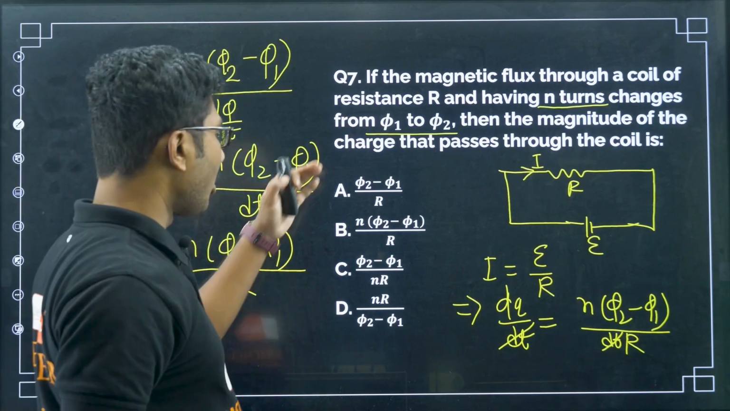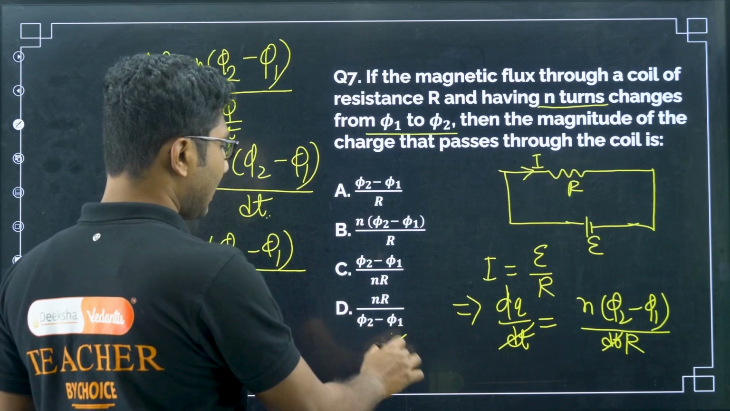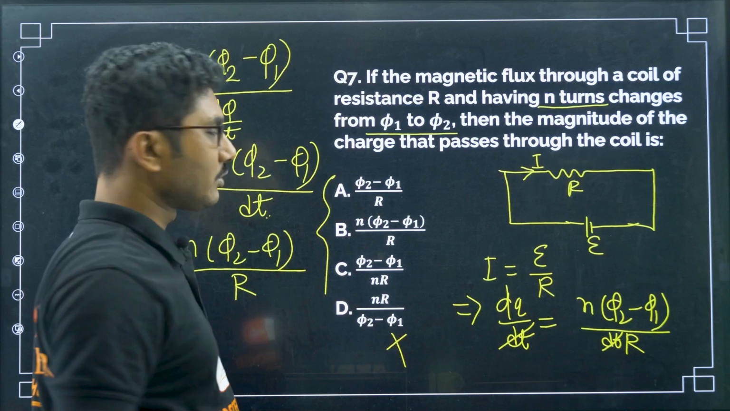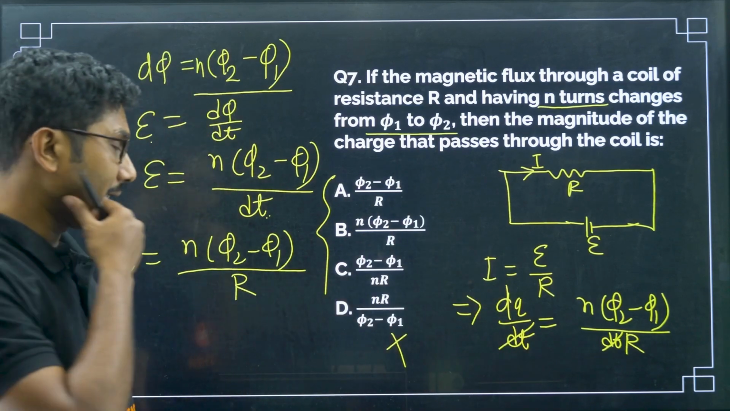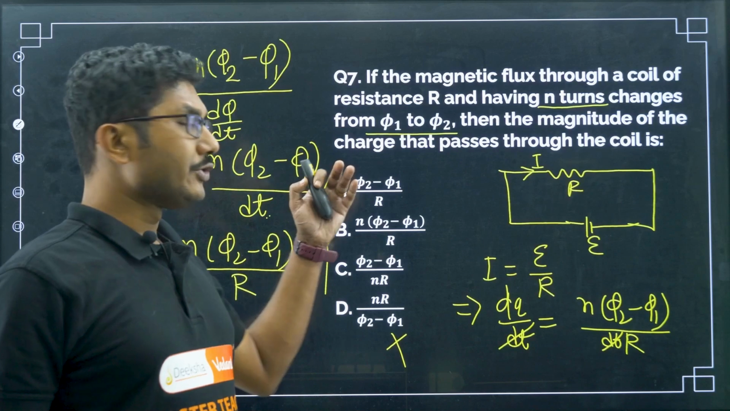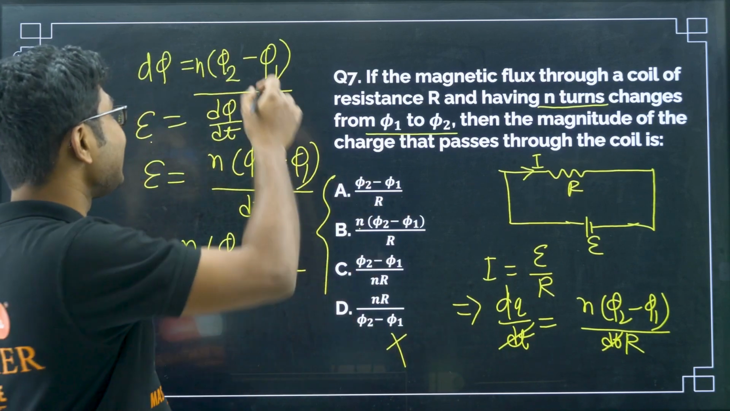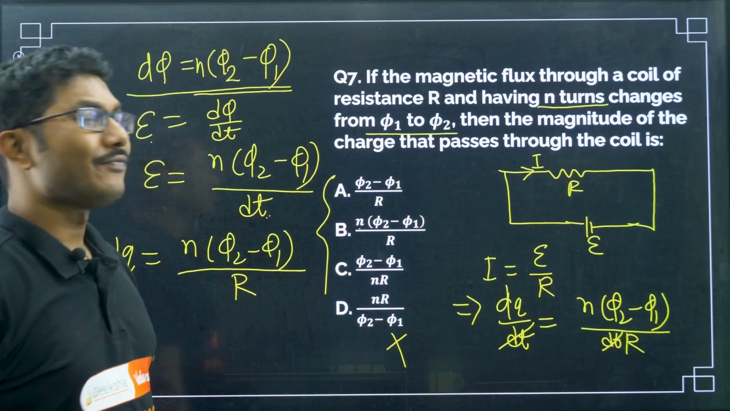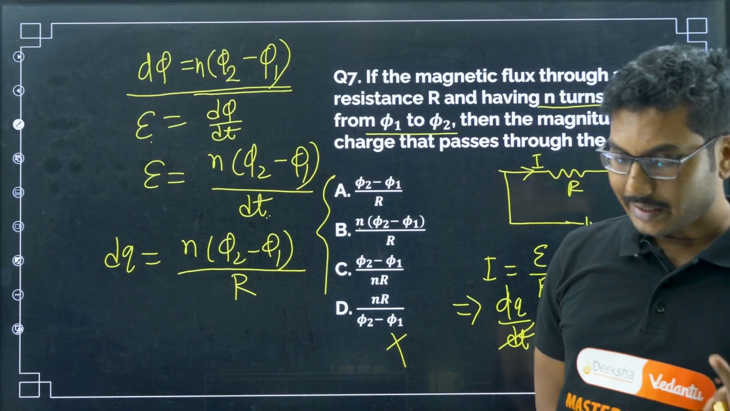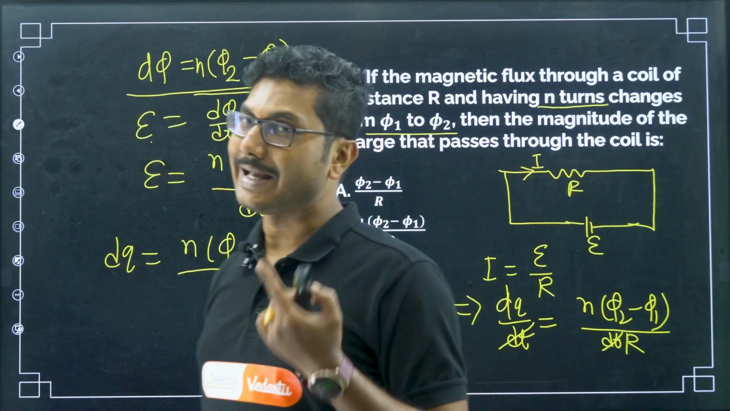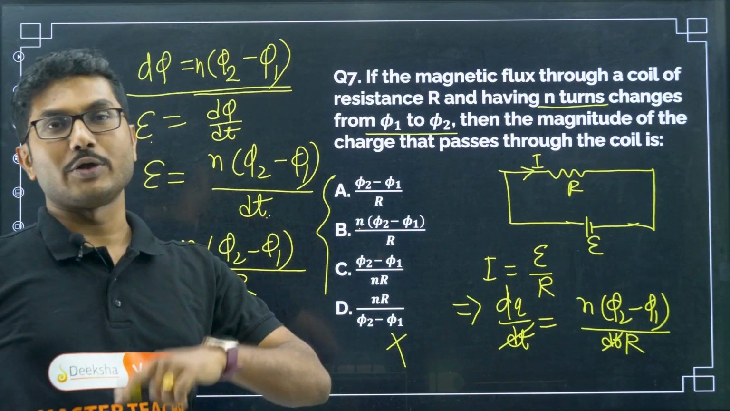So, if you see all the options, okay, you can see this option possibly not correct, only these three options look similar. So, from these three similar options, one of them will be correct, right. Now, which one of them will be correct? You know that flux changes with d phi equal to n times phi 2 minus phi 1. So, if flux linked with one coil is phi, flux linked with n number of coils is n phi, right. So, change in flux will be n into phi 2 minus phi 1.